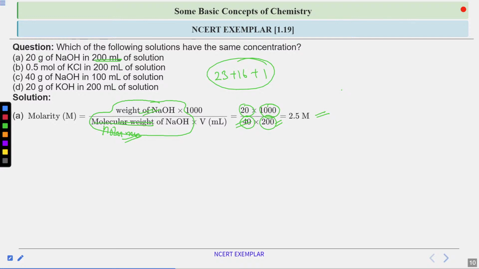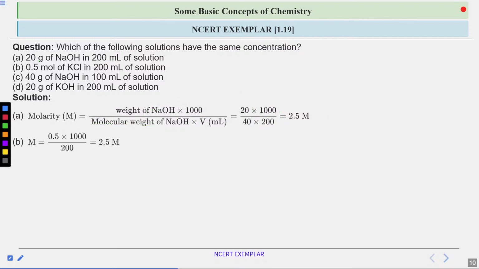Got it? Now moving on to the second calculation. Again 0.5. We don't need to calculate the moles in the second option, as the moles are already given. So 0.5. But we need to convert this milliliter into liter. Therefore we are multiplying by 1000, or you can say we are dividing this 200 by 1000. This will give you again 2.5 M. So one thing is sure, that A and B have the same concentration.